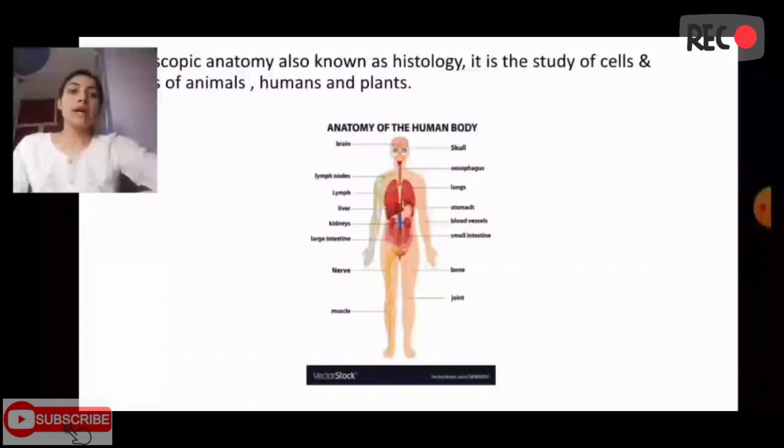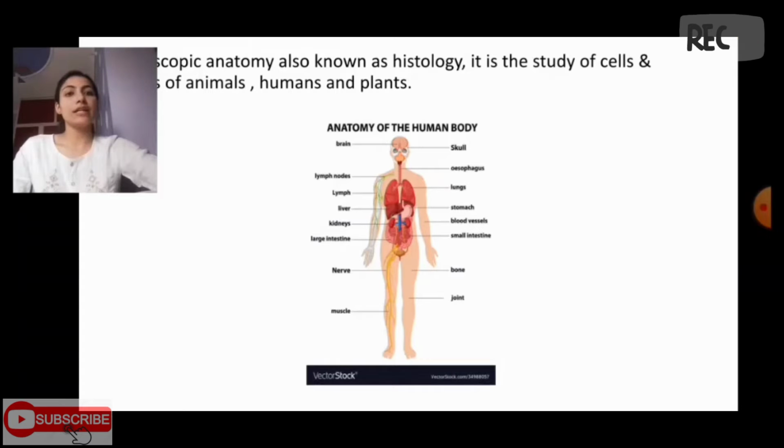Now we will read about microscopic anatomy. Microscopic anatomy is the study of cells and tissues of animals, humans and plants. This study is collectively called histology.